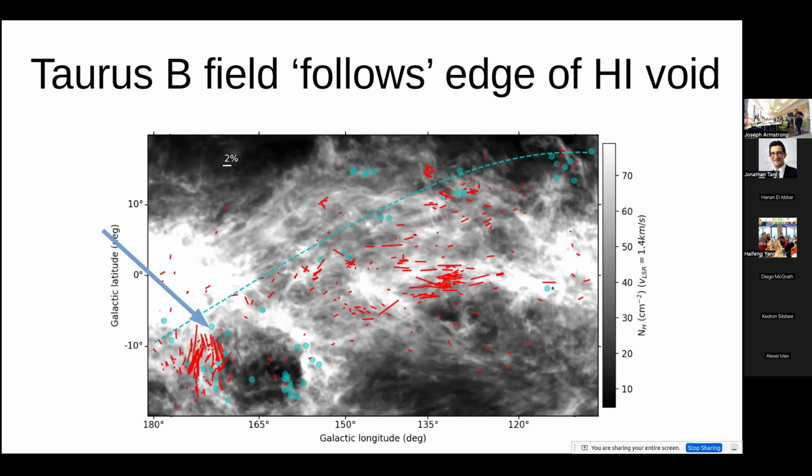But the magnetic field in any case seems to be draping around this cavity, so that's why it's not tracing anymore the large-scale component of the magnetic field. This local feedback effect that's destroying.